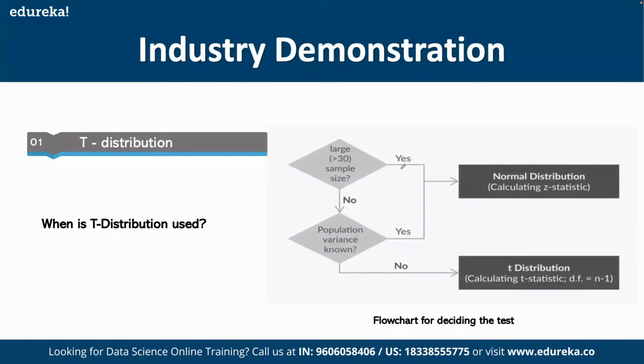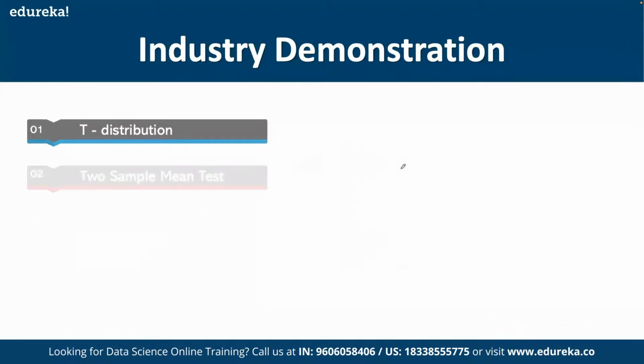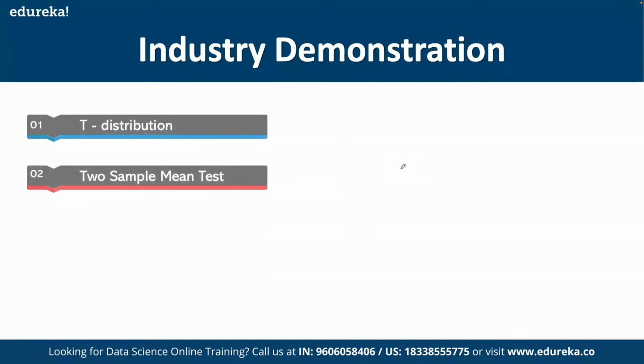If I've got a large sample, then I'll use the normal distribution. If I've got very small samples and the population variance is not known, then in such scenarios, we use the t-distribution. And there is something called a two sample mean test.